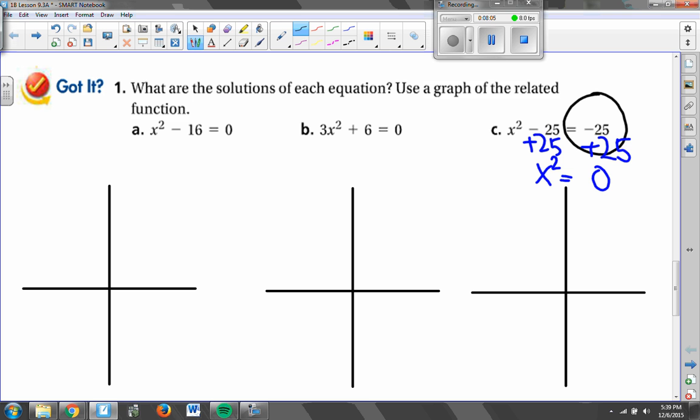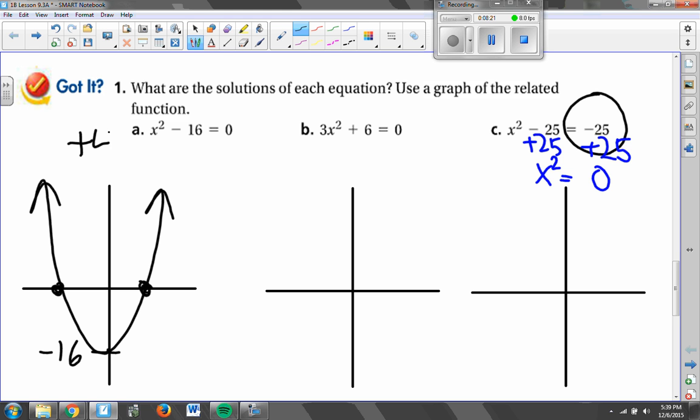All right, in the first one, this should be negative 16, and our graph should look like this. That's a solution, and that's a solution. There are two solutions, and it turns out to be positive 4 or negative 4. X equals positive 4 or x equals negative 4.